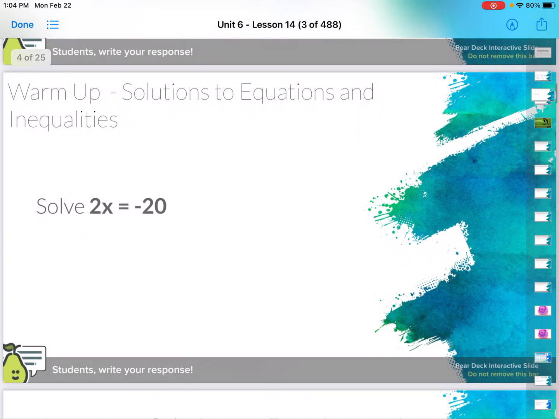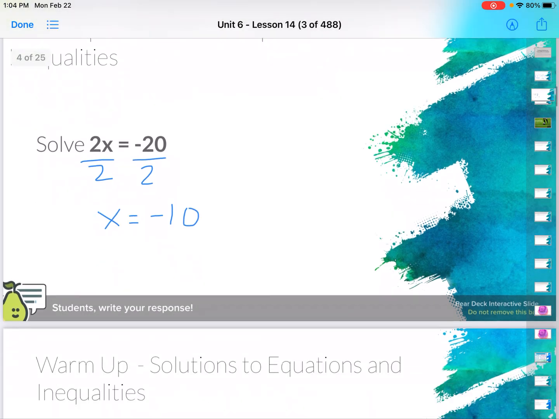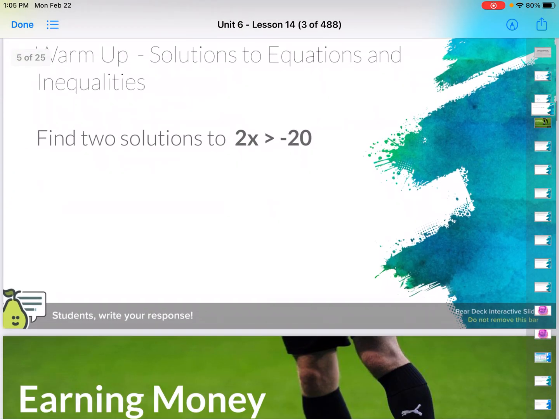All right, so now they want us to solve this one. 2x equals negative 20. For this one, I'm going to divide by 2. So I'm going to split into two equal groups. Each x is equal to negative 10. Find two solutions that will work. So 2 times what is going to be greater than negative 20.